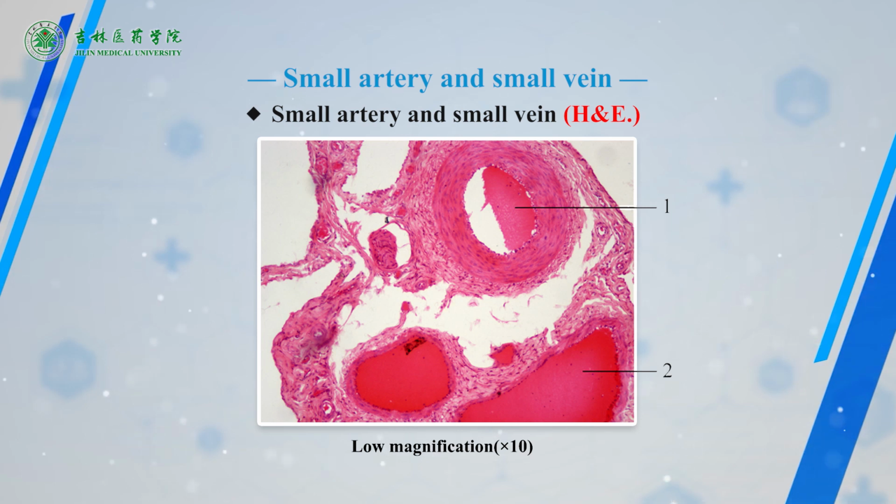Outside the tunica intima, there is some loosely arranged smooth muscle in the connective tissue. The tunica adventitia is relatively thick. Both internal and external elastic lamellae are absent.